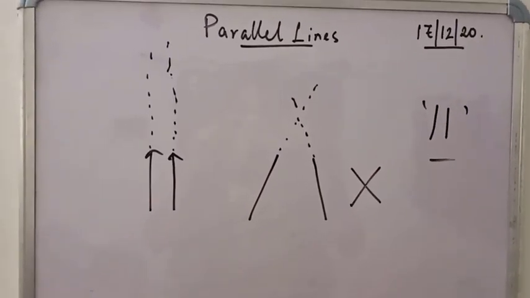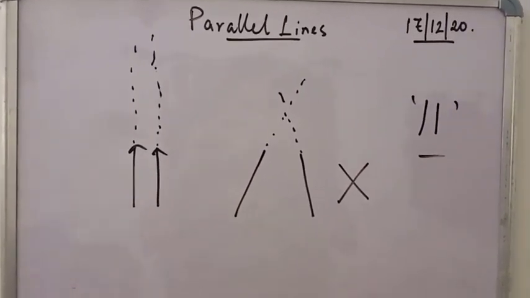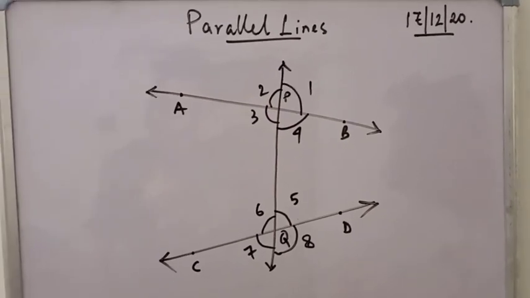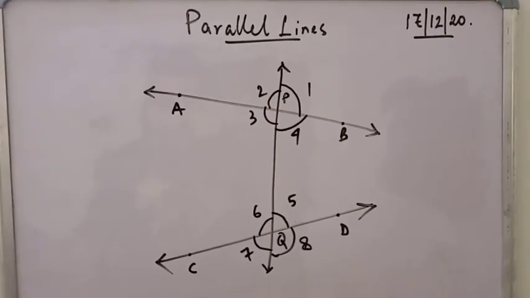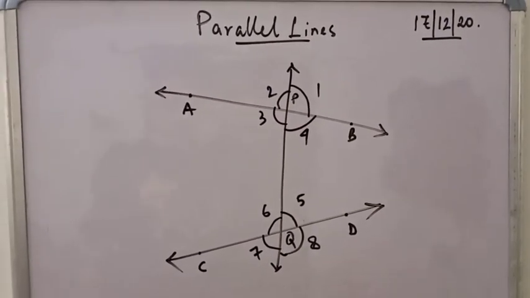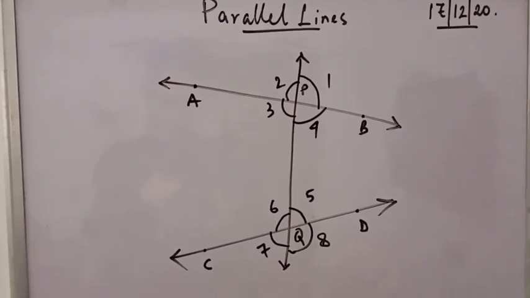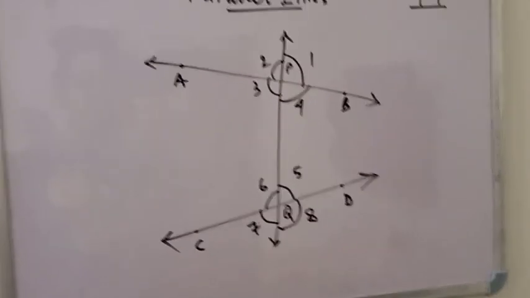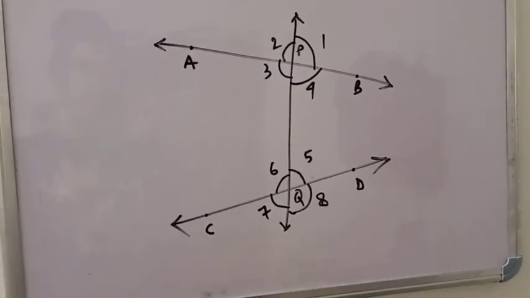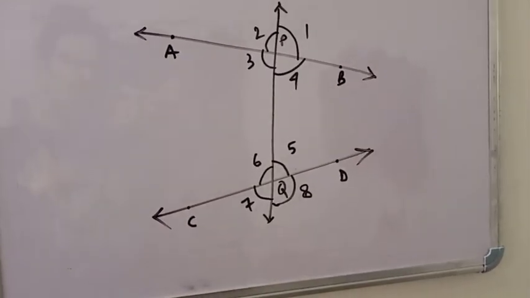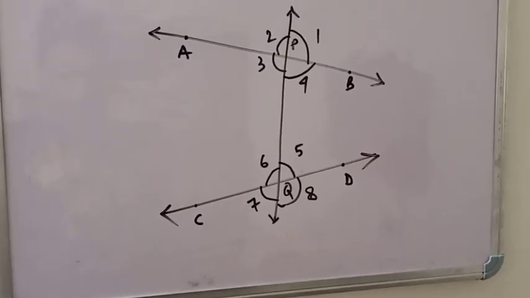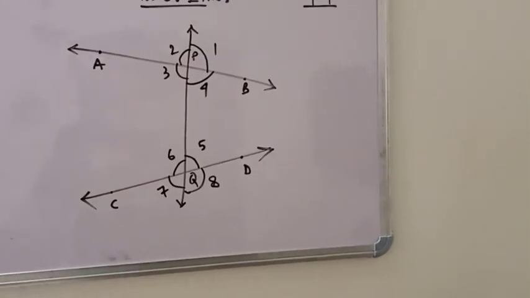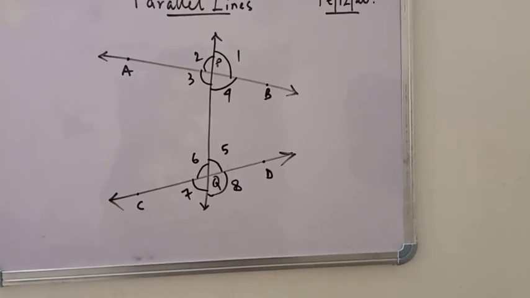Now go to the transversal. A line which intersects two or more lines in a plane at different points is called a transversal. Now see that here AB and CD are two lines and one line PQ intersects the two lines. So that means this is a transversal here.